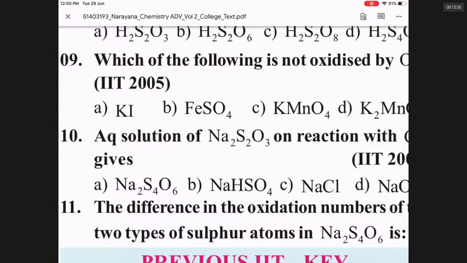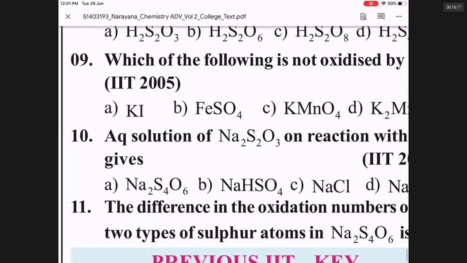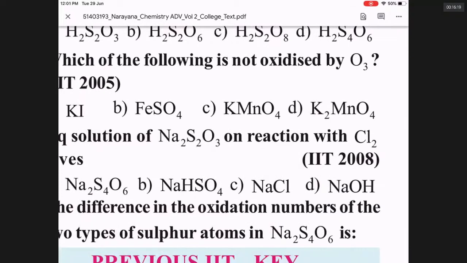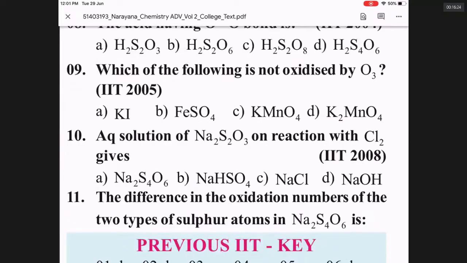Na2S2O3 is called sodium thiosulfate or hypo. It is mainly used in photography. The crystals are freely available. You go to any photo studio and ask, give me a little hypo, and he will give. Hypo is an interesting compound and it can react with chlorine to give Na2S4O6. Try to answer these 11 questions.